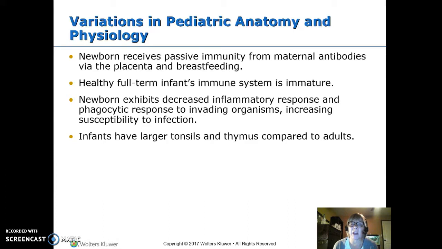Newborns don't have as good of an inflammatory response. They're not as good at phagocytizing those invading organisms, which makes them more susceptible to infection. It also means if they get an infection in one place, it travels throughout the body. Some germs in the bladder get picked up in the bloodstream and cross into the meninges, making meningitis. And that's why we treat every fever in a neonate so aggressively, because we're afraid it will turn into meningitis, which is life-threatening. Just interestingly, infants have very large tonsils and very large thymus compared to adults.